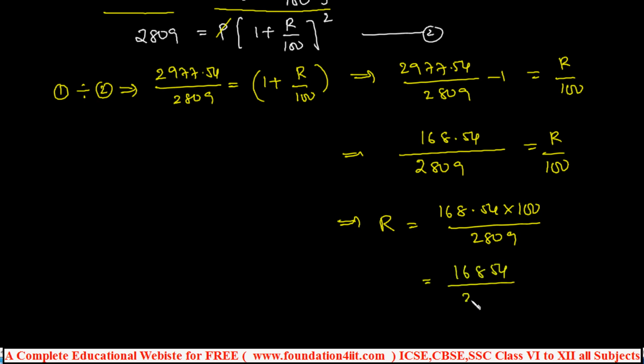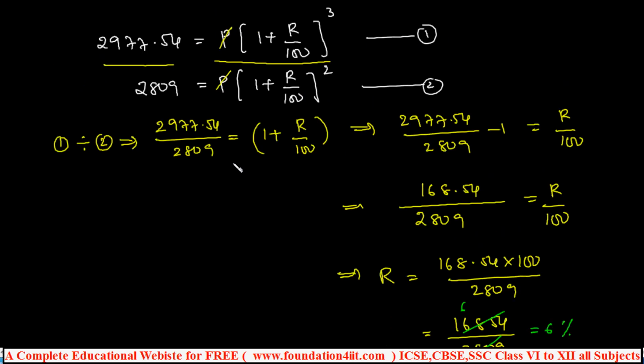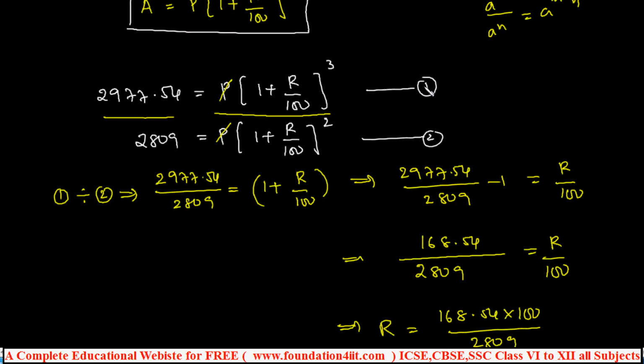So 16854 by 2809. Now you can calculate this. This is exactly 6 times. So 6%. That's why the calculation should be perfect. Then the rate of interest is 6%. So for this type of questions, this is the way. And once you know the R value, you can substitute in equation 1 or 2, and you'll get the P value.